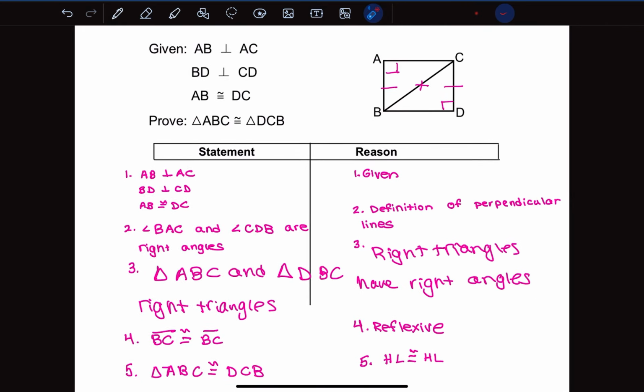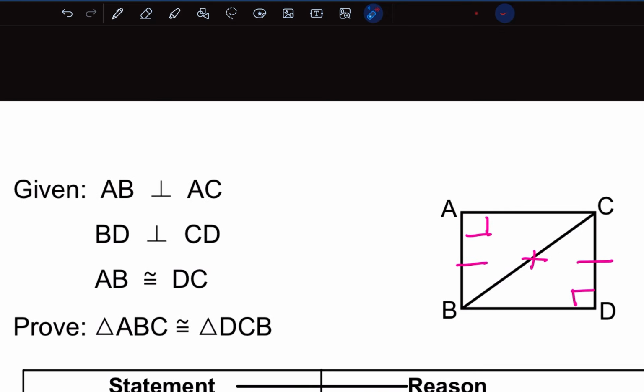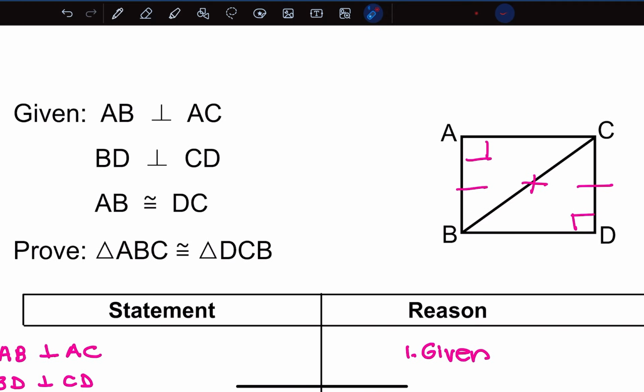So here we have an example of how we can use HL. So let's zoom in before we start looking at all the words. We're given that AB is perpendicular to AC, so there is a right angle. So we have one right triangle here. We also know that BD is perpendicular to CD. So I have another right angle. So I have two right triangles, so we're in good shape to use HL so far.